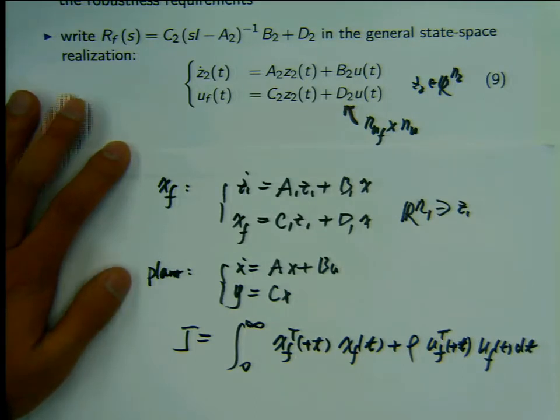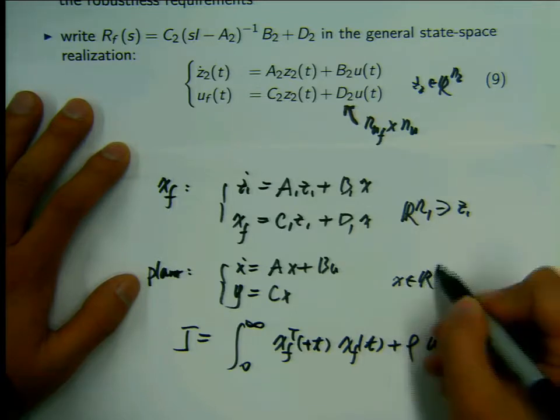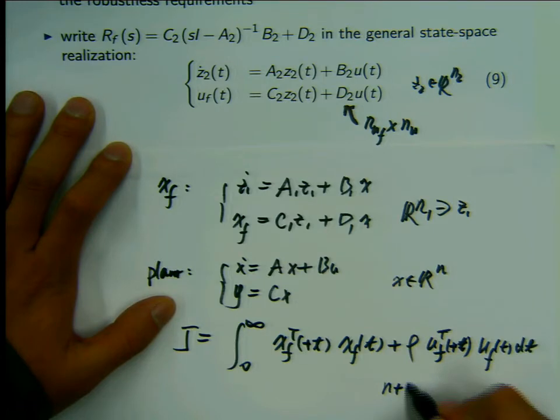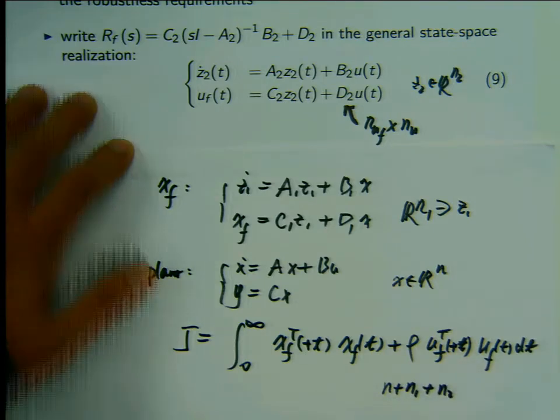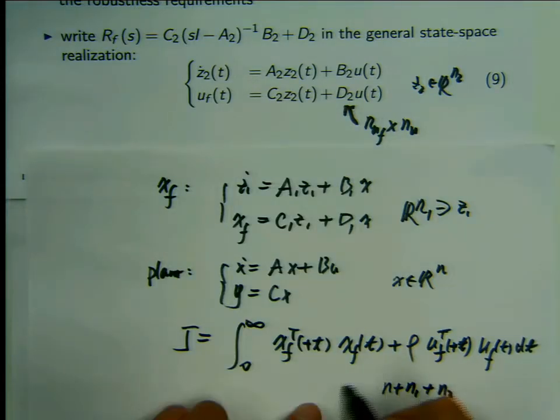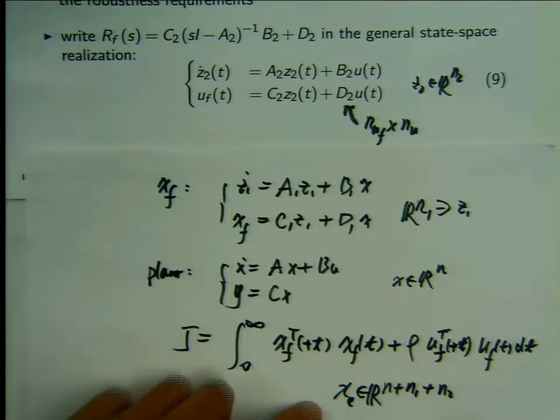What should be the overall order of the dynamics over here? If x is nth order, the total dimension should be n plus n1 plus n2. Okay? Now, this should be the actual enlarged state. Let's say xe. So let's call the enlarged state vector of the system xe.